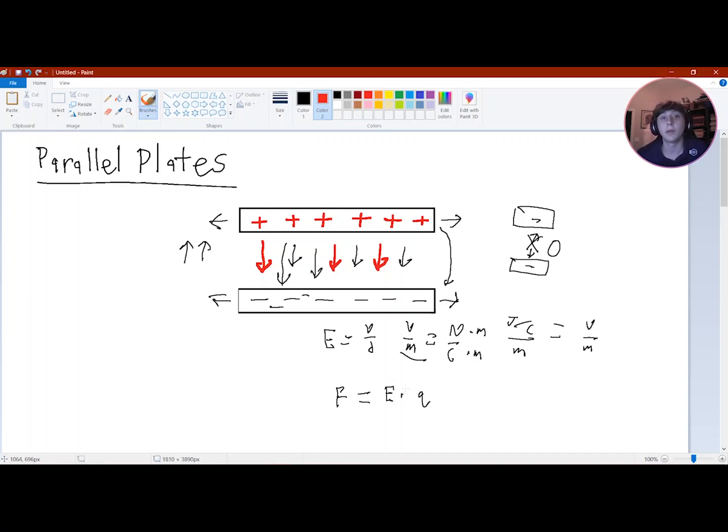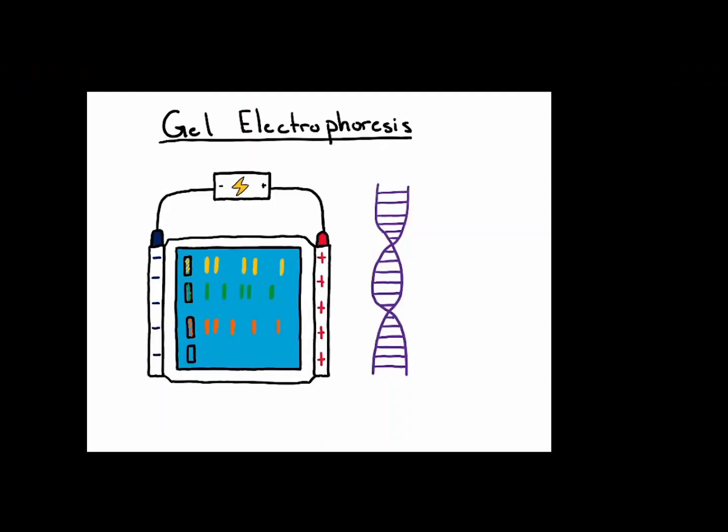Now, we will talk about gel electrophoresis. While parallel plates have many important real-world applications, one of the most interesting is in forensics and biology through the process of gel electrophoresis. In a gel electrophoresis tank, two parallel plates are hooked up to a power supply, which creates an electric field through an agarose gel which holds one or more DNA samples.